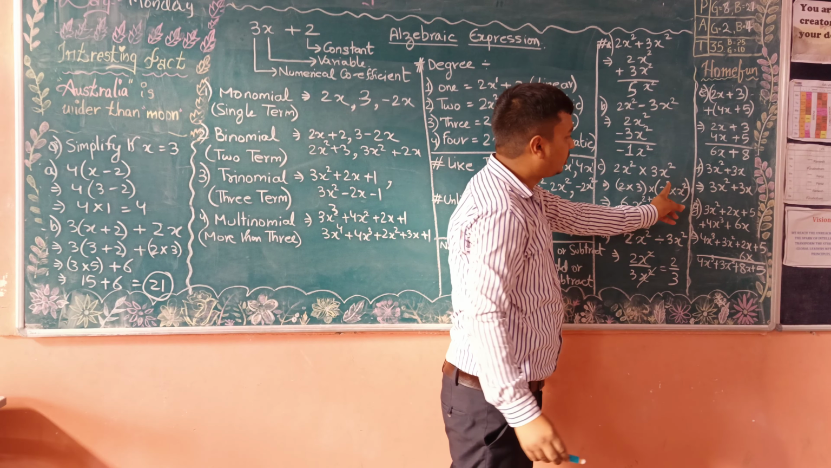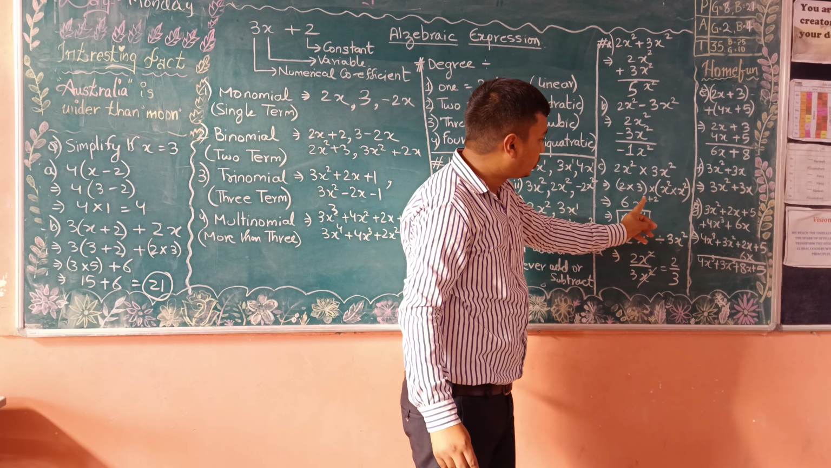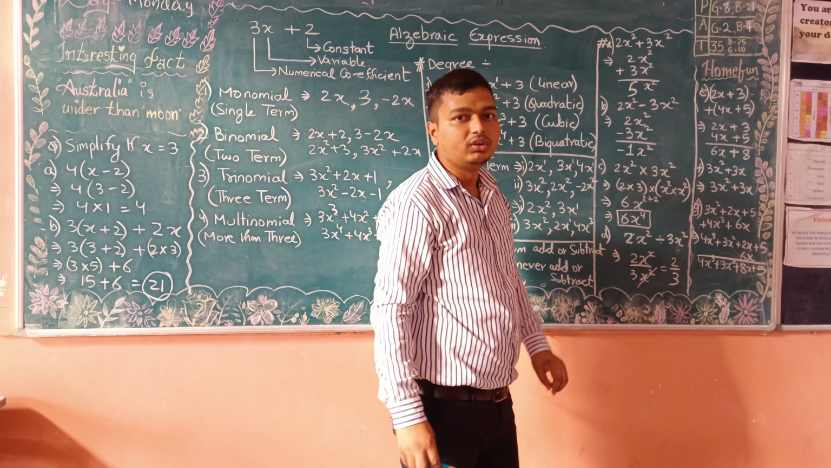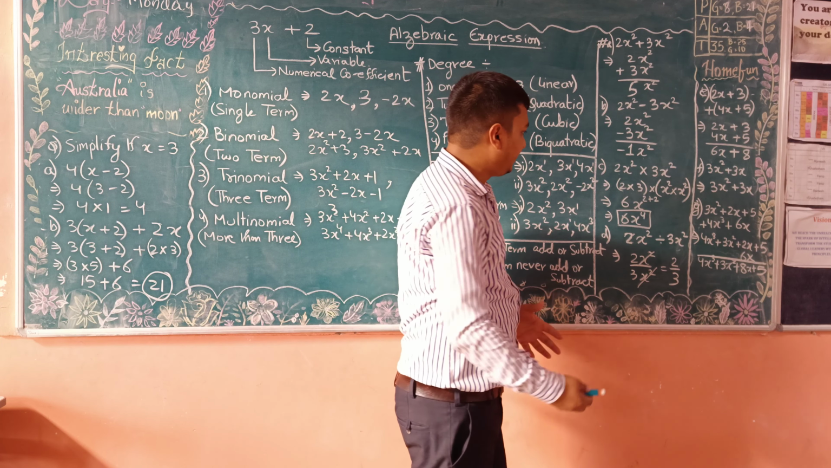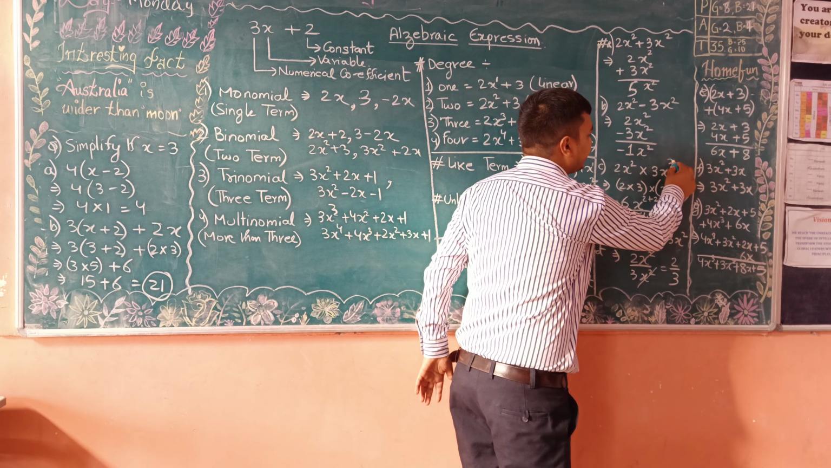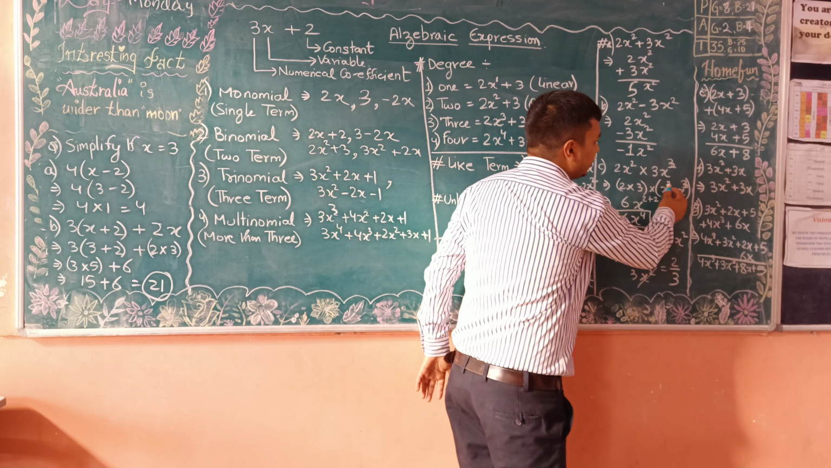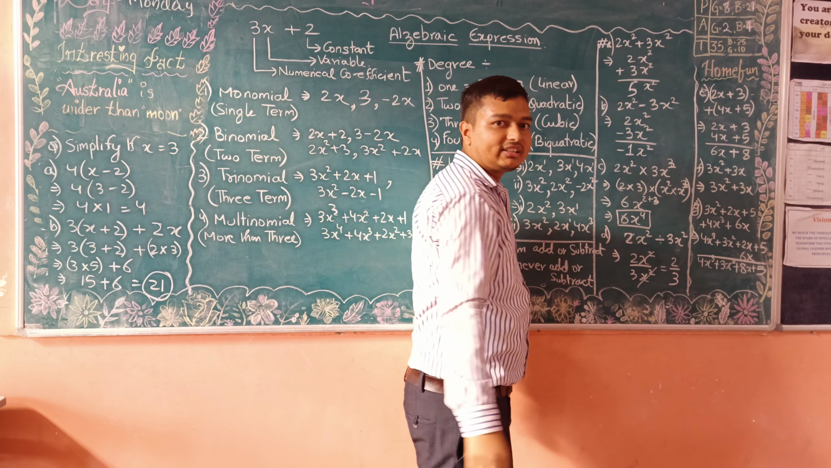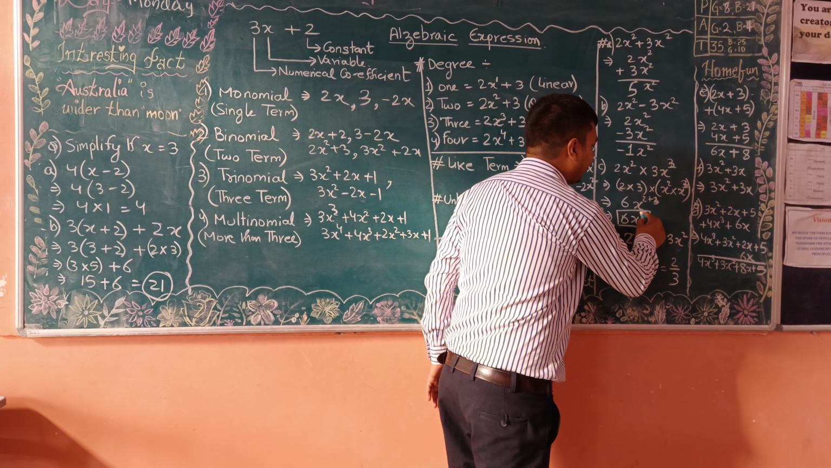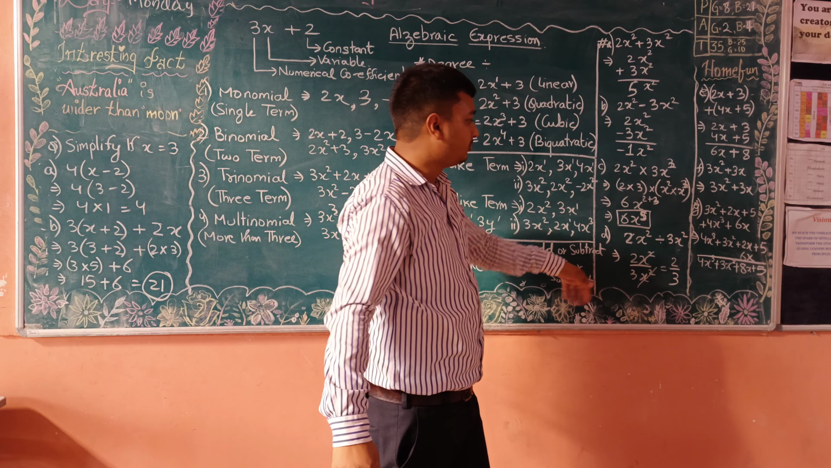So what is the highest power? Here the highest power is 2, so 2 plus 2 will become 4. Suppose in place of that it is written 2 here and 3 here. Then 2 plus 3, what will be the answer? 2 plus 3 is 5. So here I will write the answer 5. Now let us move to the next.